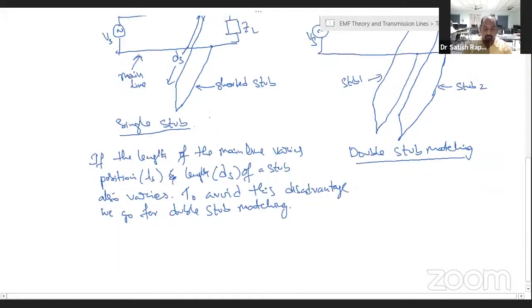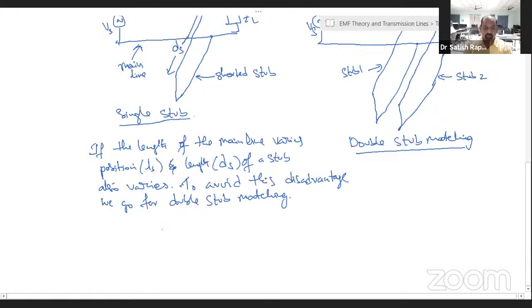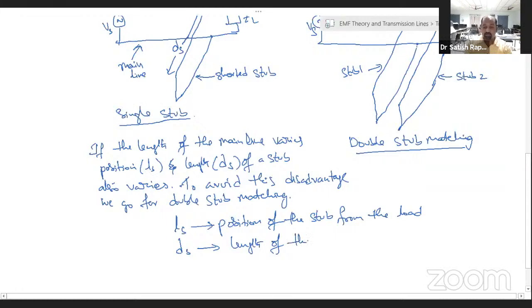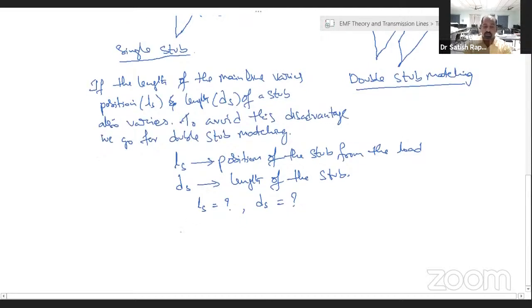So let me tell this position of the stub from the load, and DS is the length of the stub, right? Position of the stub and length of the stub. So now we need to derive the expression for LS and the expression for DS, right?